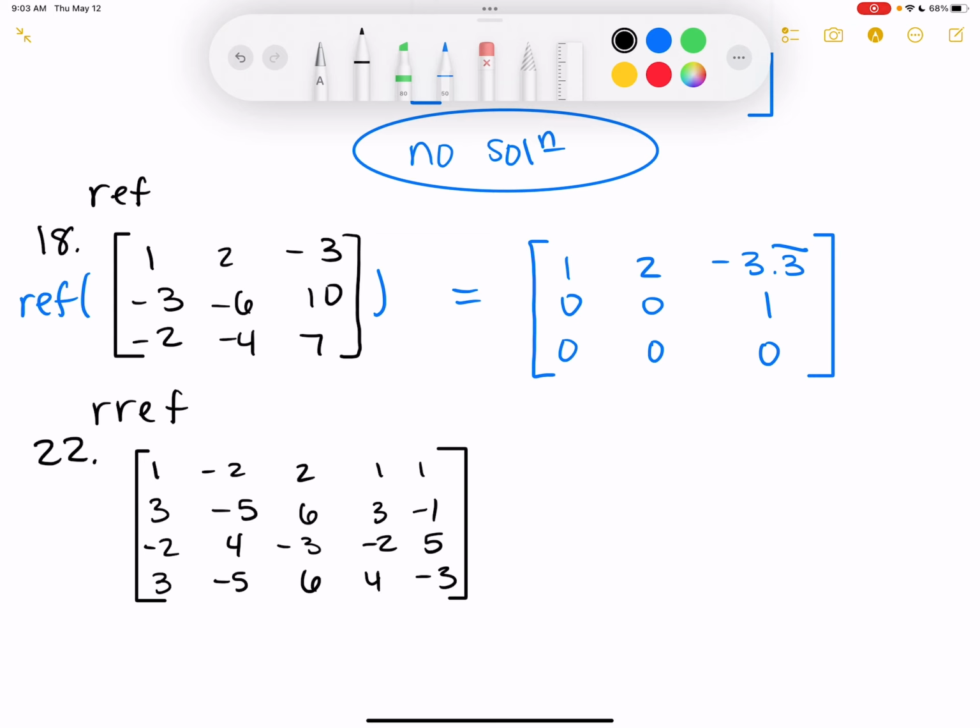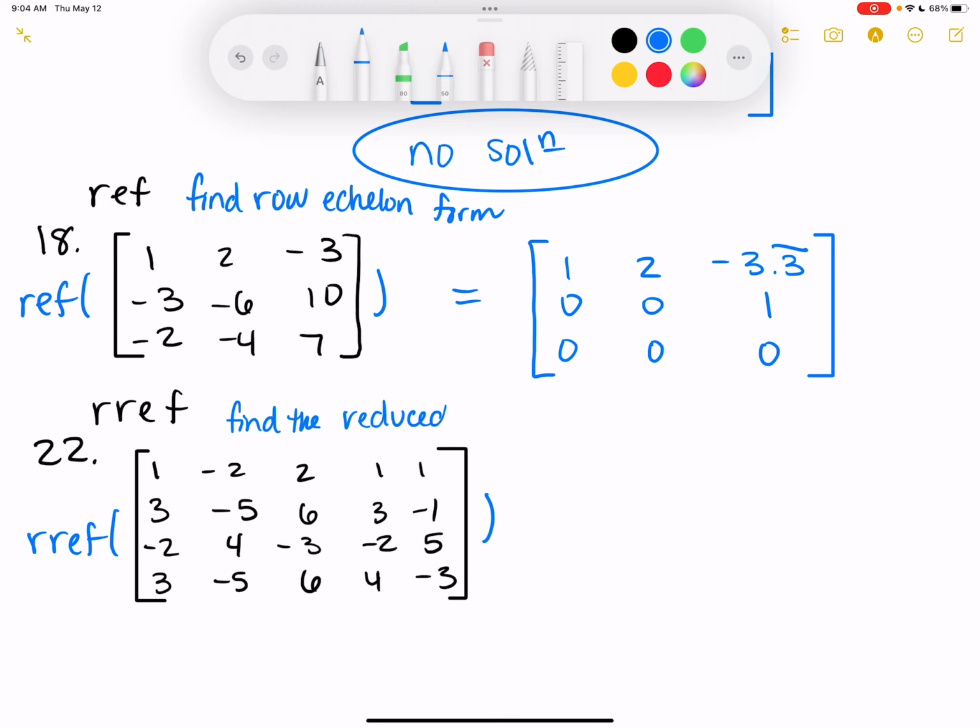So this one, don't forget you're doing RREF of this matrix. How do you know? Does it tell you? The instructions tell you. Okay. The one for 18 says find the row echelon form. This one says find the reduced row echelon form. Whoa, this looks weird.